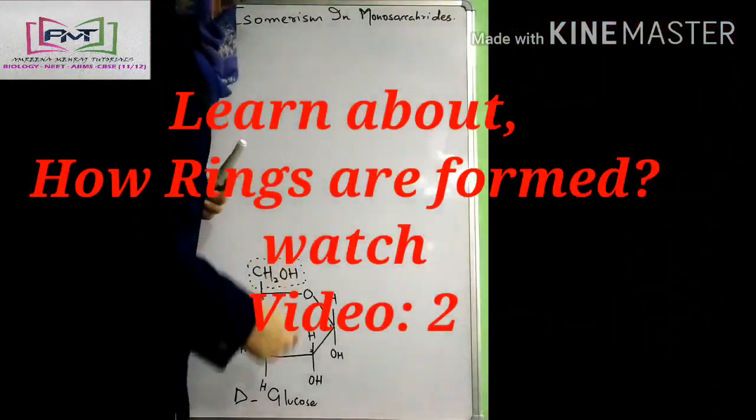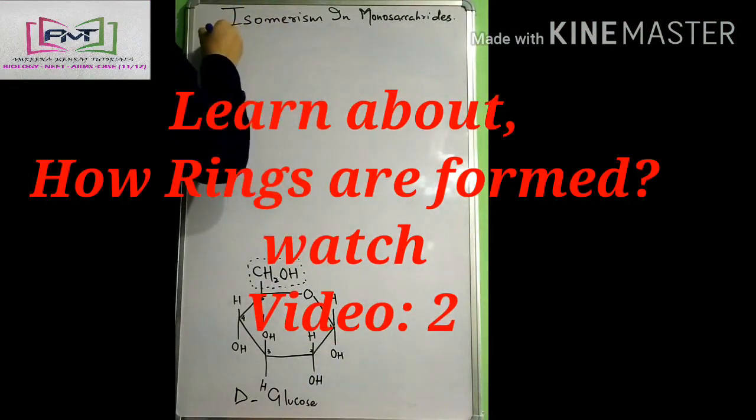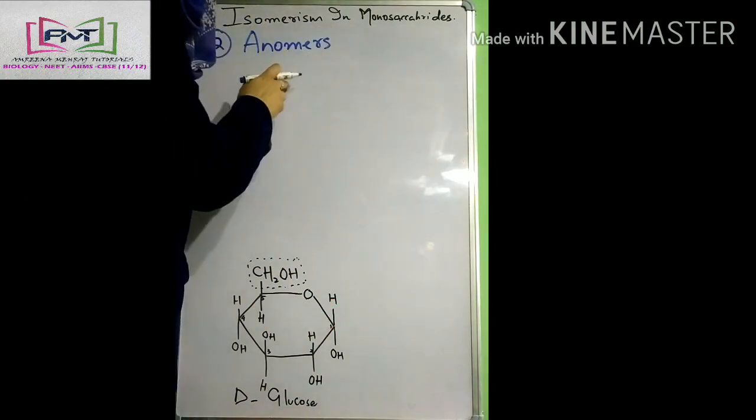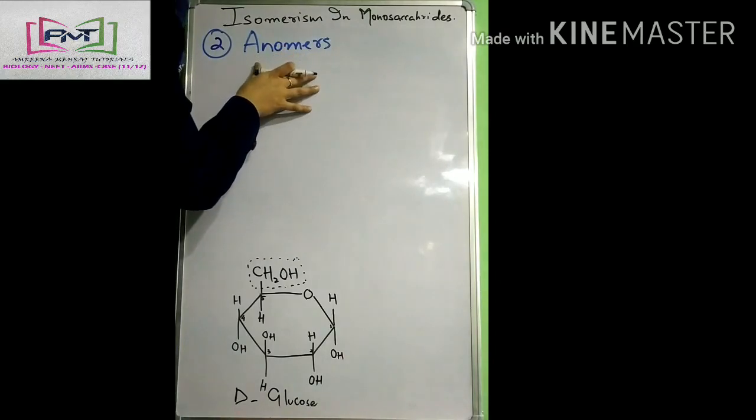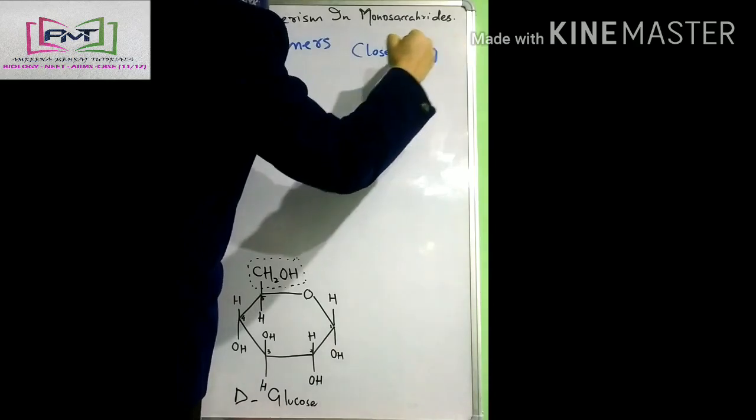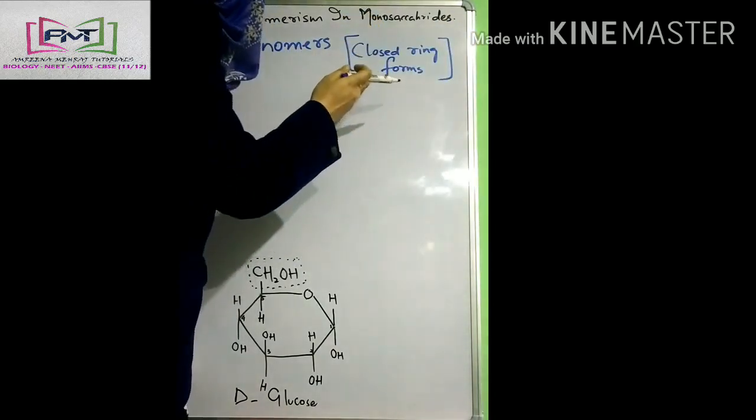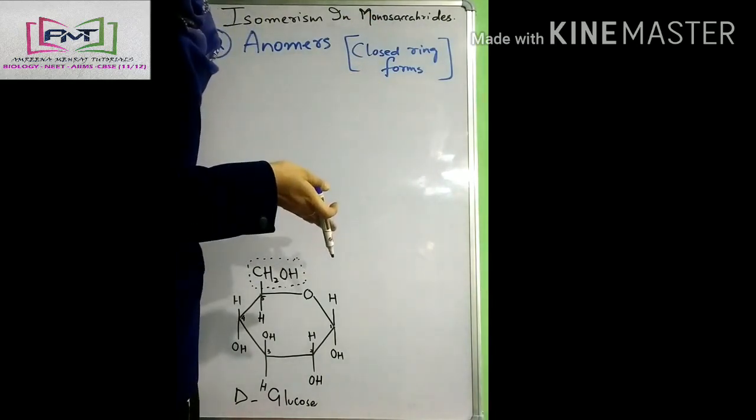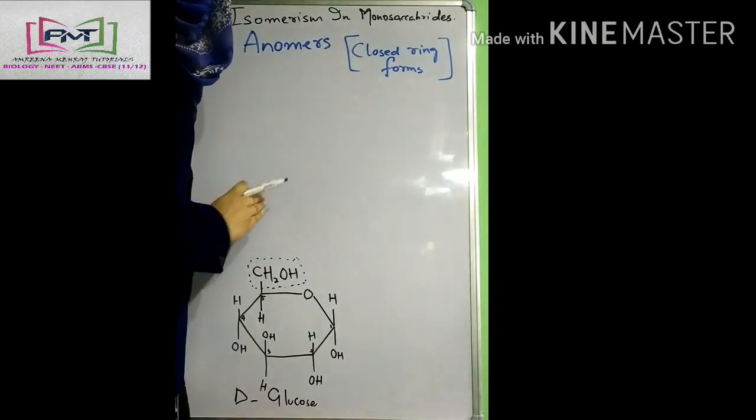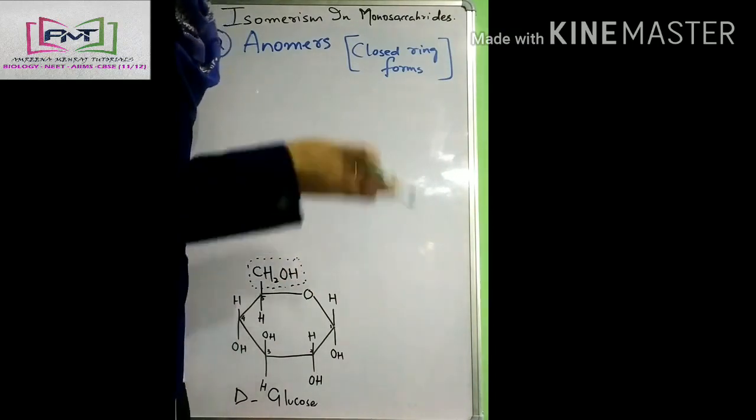Now understand the second type of isomerism. I'll now take anomers. Why am I taking anomers? Because anomers are possible in case of closed ring forms. Right now I taught you about ring forms when I showed D-glucose and L-glucose. So with the same concept, it will be very easy for you to remember this.